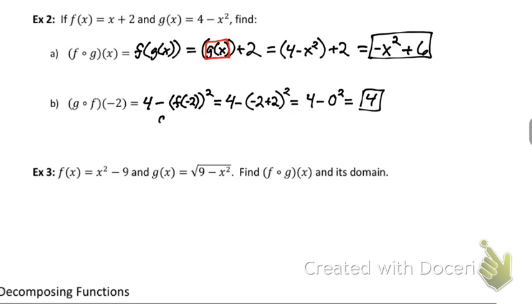The other method you could do is f of negative 2, which would equal negative 2 plus 2, which equals 0. And then do g of whatever you get out, which would be 4 minus 0 squared, which equals 4. That is another method to do it. Plug it in the first one, whatever you get out, plug into the second one.